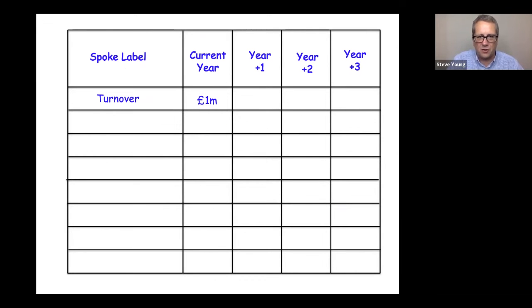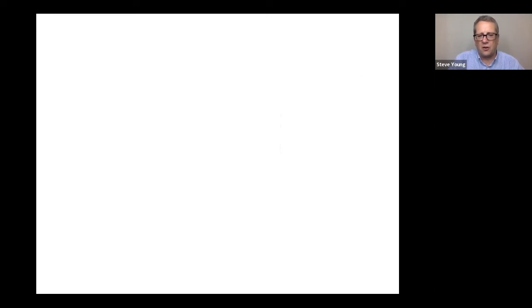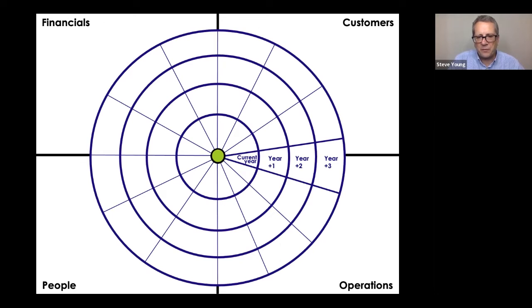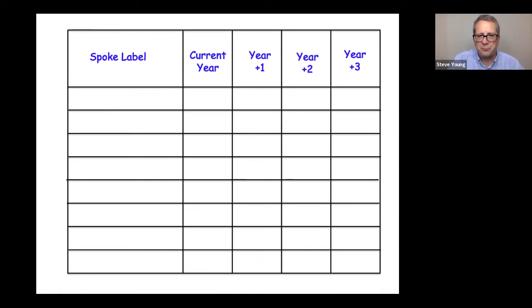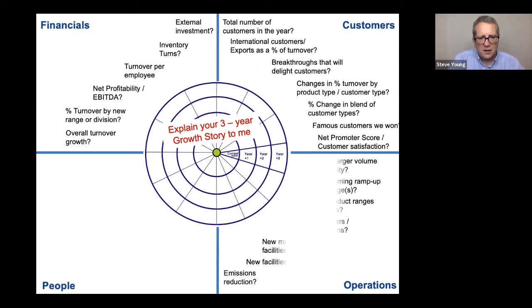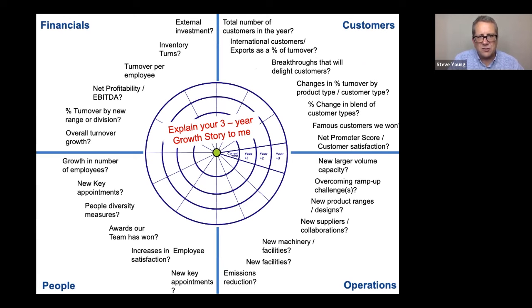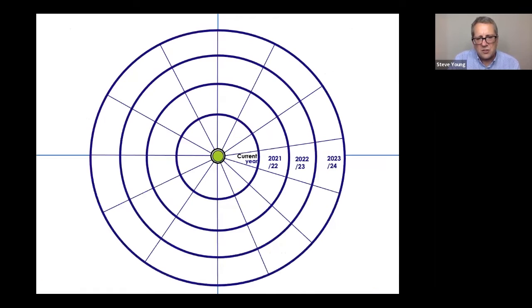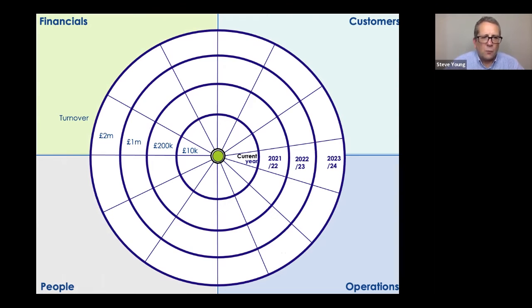But for those of you who've got the orbit template, I'll talk you through the exercise from there on in. So let's just assume that we've got that. So first thing I want to think about is to look at the spoke labels that go around the edge. So what we're going to do is we're going to start off with turnover in the financial side of things. So what I want you to do is to think about what your turnover is.